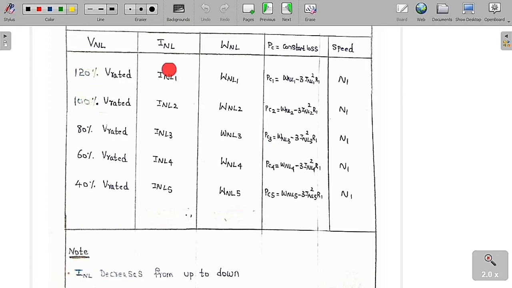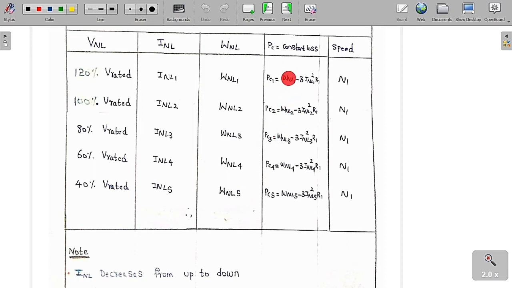Now we will see how much no load current is drawn by the stator. This is for the first case INL1, INL2, INL3, INL4 and INL5. And the input power taken by this induction motor in these different cases, let me assume, is WNL1, WNL2, WNL3, WNL4 and WNL5.